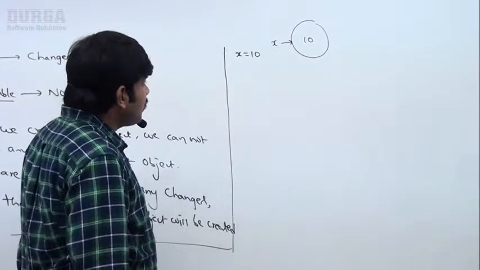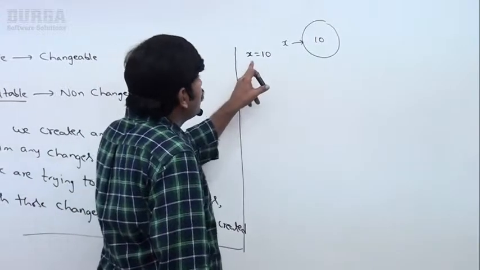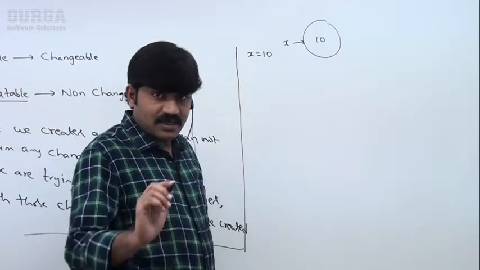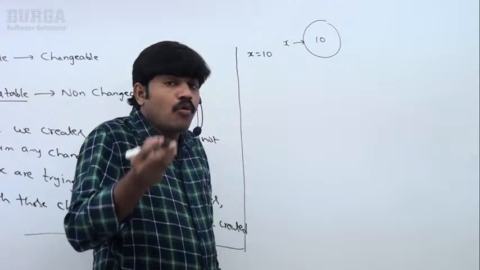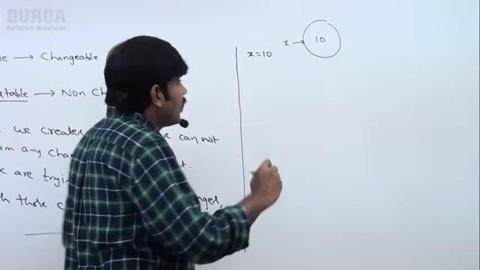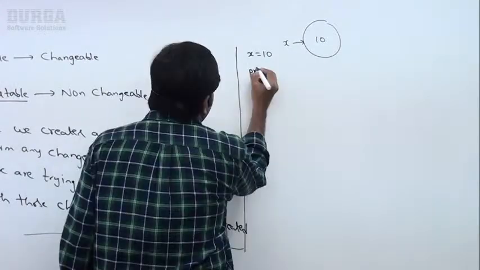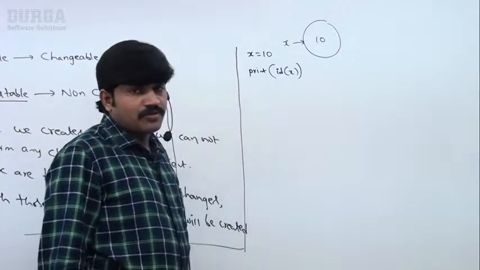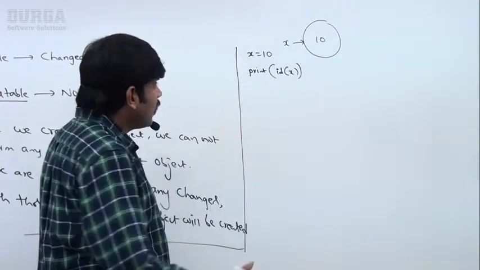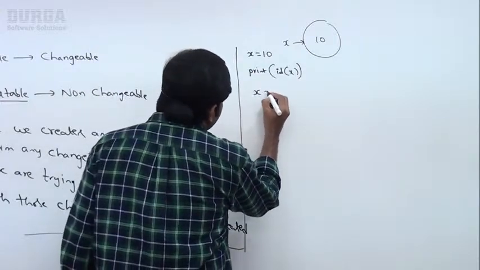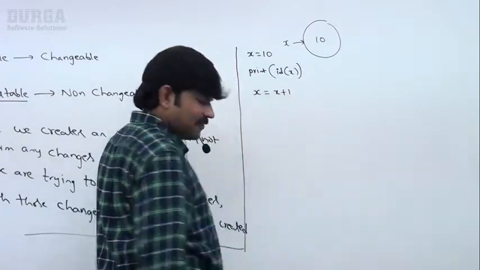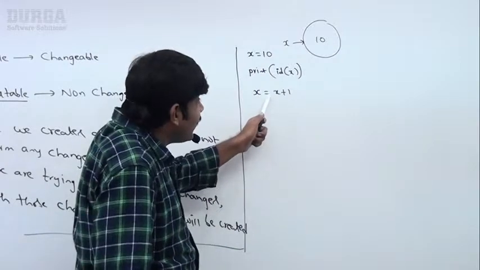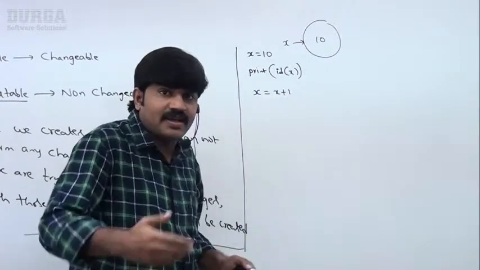Now, for every object, an address is there. How to print the address of an object? Using id. Let me print id of x. Some value you are going to get. Now I am trying to take x is equal to x plus 1. Observe carefully: x is equal to x plus 1. I am trying to change the content of x, adding 1.